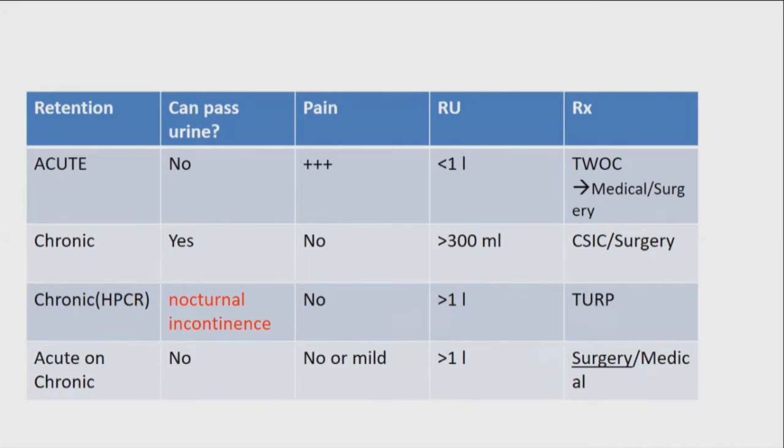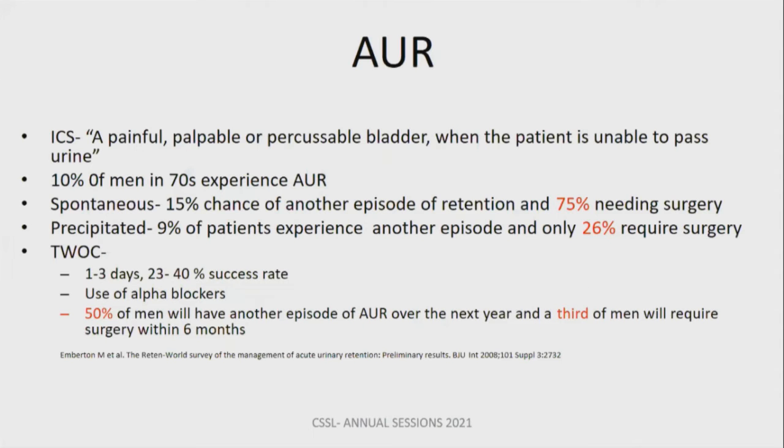Pathological post-void residual volume, a vague definition, but most of them agree it should be less than 1/3 of the bladder capacity. Late onset nocturnal enuresis, unless proven otherwise, should be treated as chronic high pressure chronic retention in men. Acute urinary retention is a painful, palpable, percussible bladder when the patient is unable to pass urine.